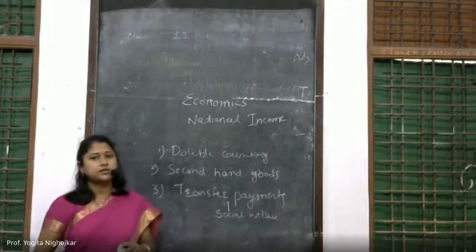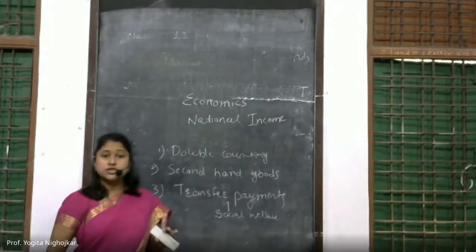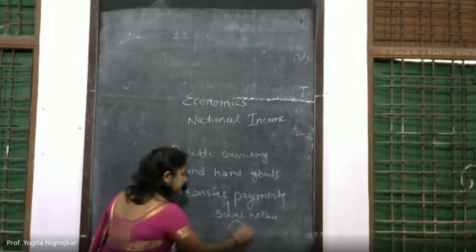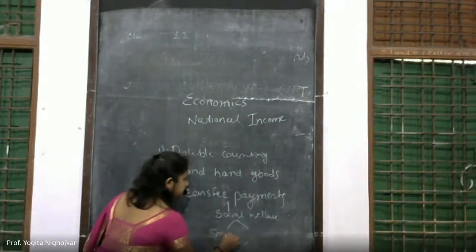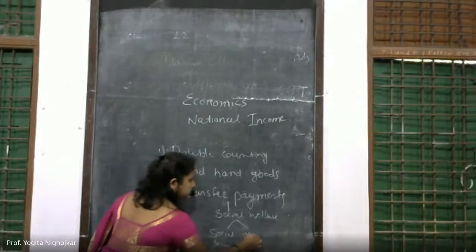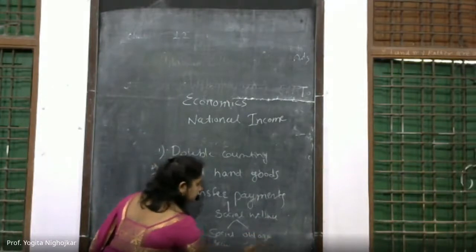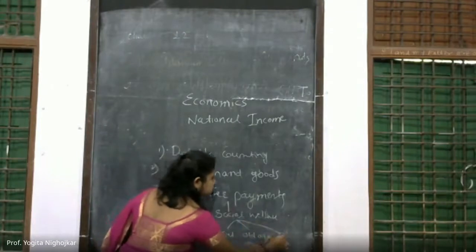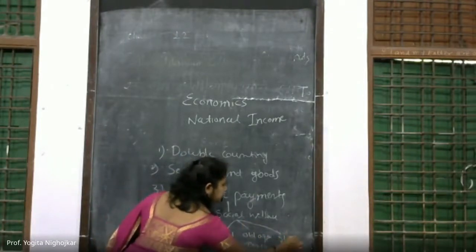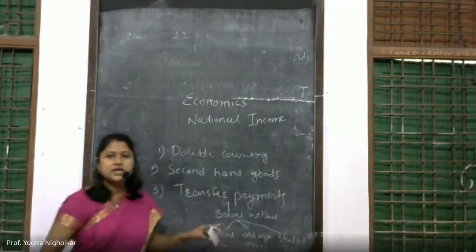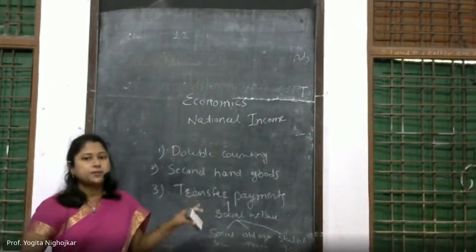Social welfare programs such as social security, old age pension, then students grant, etc. These are transfer payments.